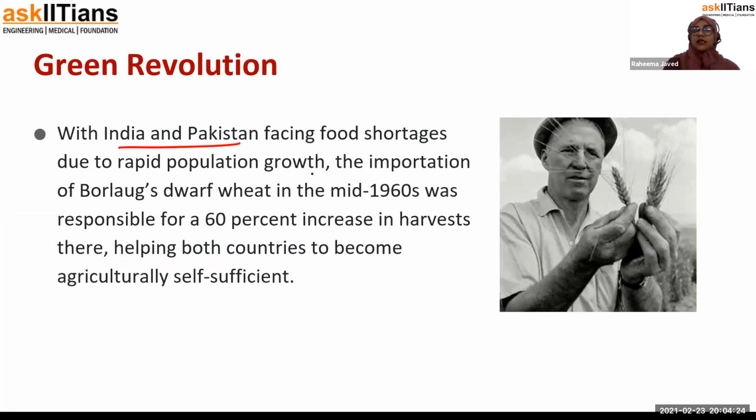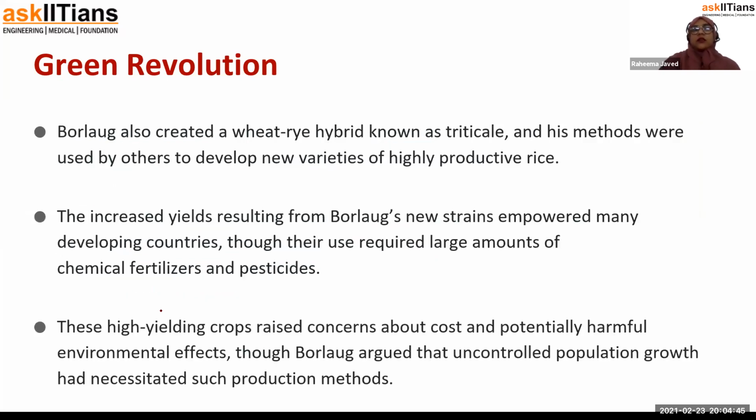With India and Pakistan facing the food shortages due to rapid population growth, the importation of Borlaug's dwarf wheat in the mid 1960s was responsible for a 60% increase in harvest there, helping both countries to become agriculturally self sufficient. Borlaug also created a wheat rye hybrid known as triticale, and his methods were used by others to develop a variety of highly productive rice.